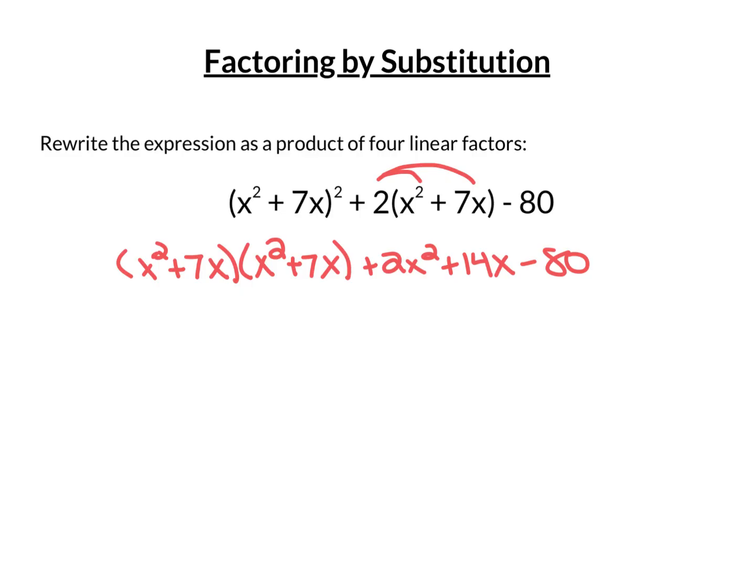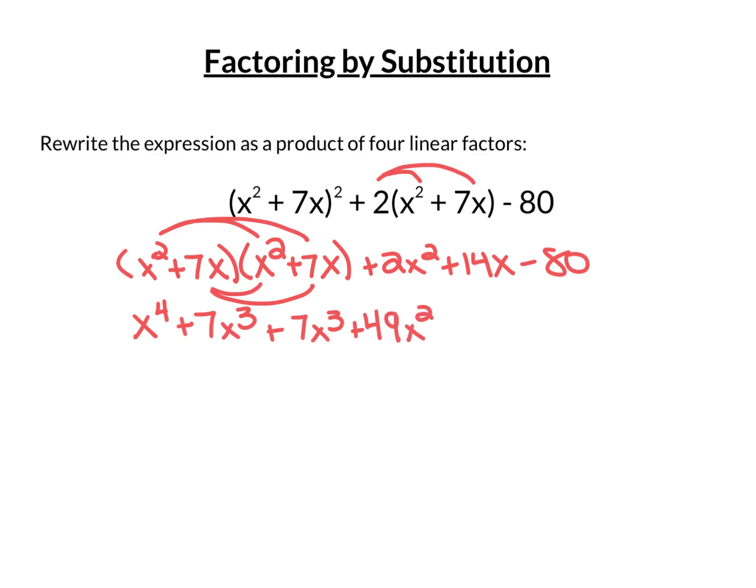Okay, now let's take this binomial and distribute it to the other binomial, right? So x squared times x squared is x to the 4th. X squared times 7x is 7x cubed. 7x times x squared is again 7x cubed. And 7x times 7x is 49x squared. And then I'll just bring down all of these terms. So I'll bring down the plus 2x squared, the plus 14x, and the minus 80.